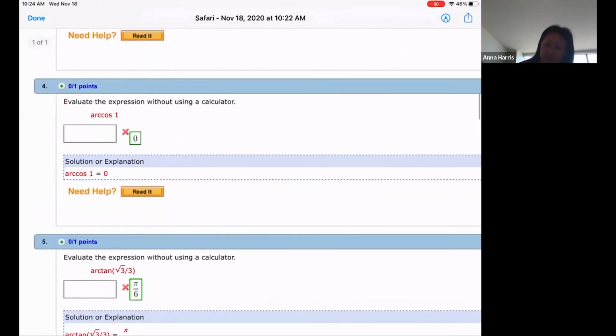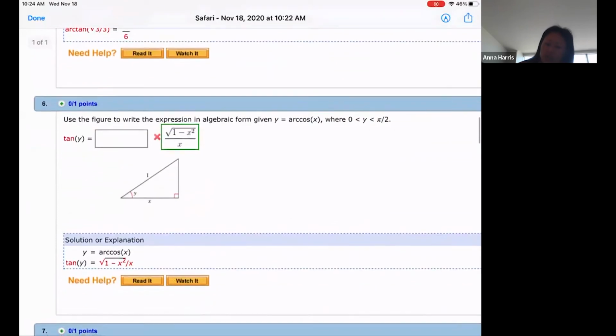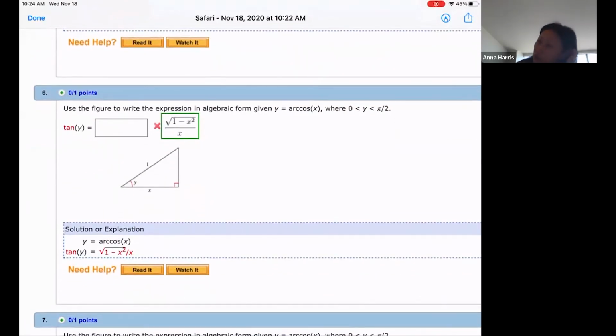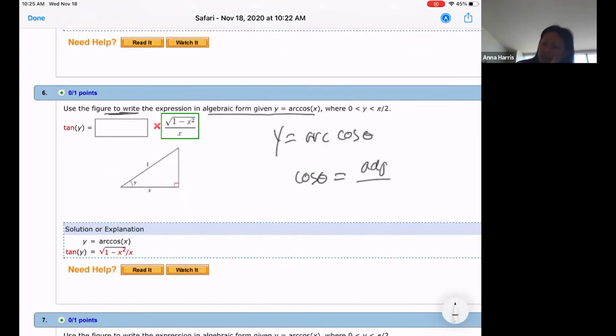Same thing here. All right, this one, I want you to look at this one. This is the one that I'm talking about. If they gave you variables, how would you do this? First thing first, they're telling you, use the figure to write an expression in algebraic form. They gave you y equal to r cosine theta. Well, let's look at what cosine theta means. Cosine theta means what? Adjacent over hypotenuse. That's what that means.